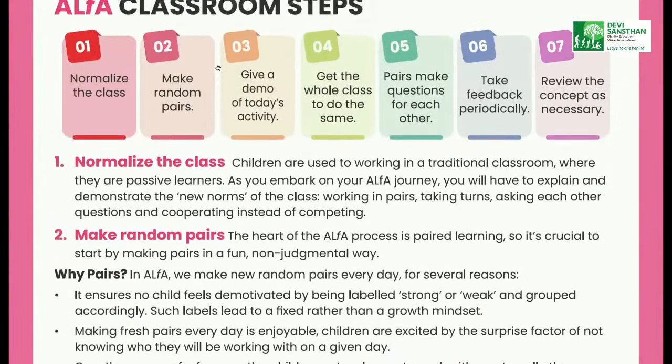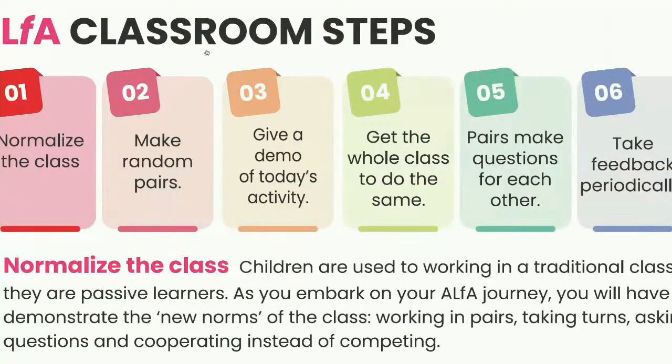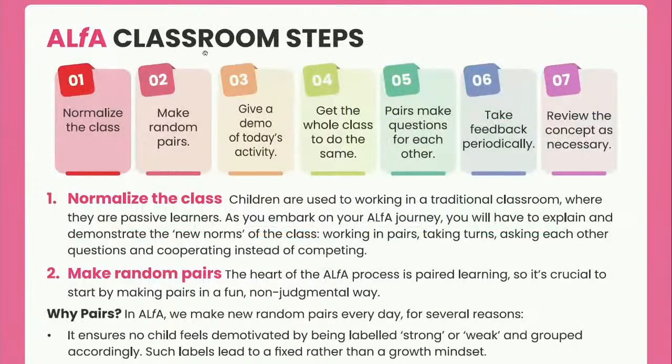Much better. So these are the 7 steps of an ALfA classroom, which will be very important for us to train teachers in. Sunita, would you like to speak to these 7 steps? Sure. The very first one is to normalize the class. That means a new normalization, because children are used to raising their hands and running to the teacher and otherwise not paying attention. And only some children raise their hands, not all. So normalization is working in pairs, which is the second point. How to make those pairs is randomly. That's the second point.